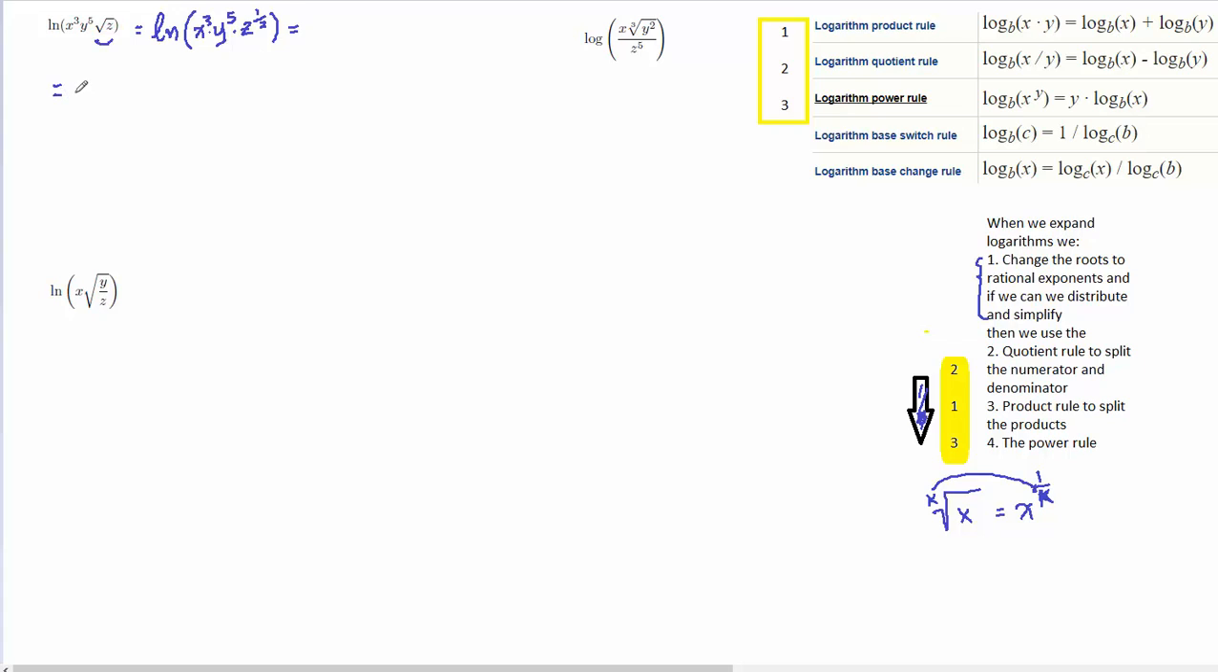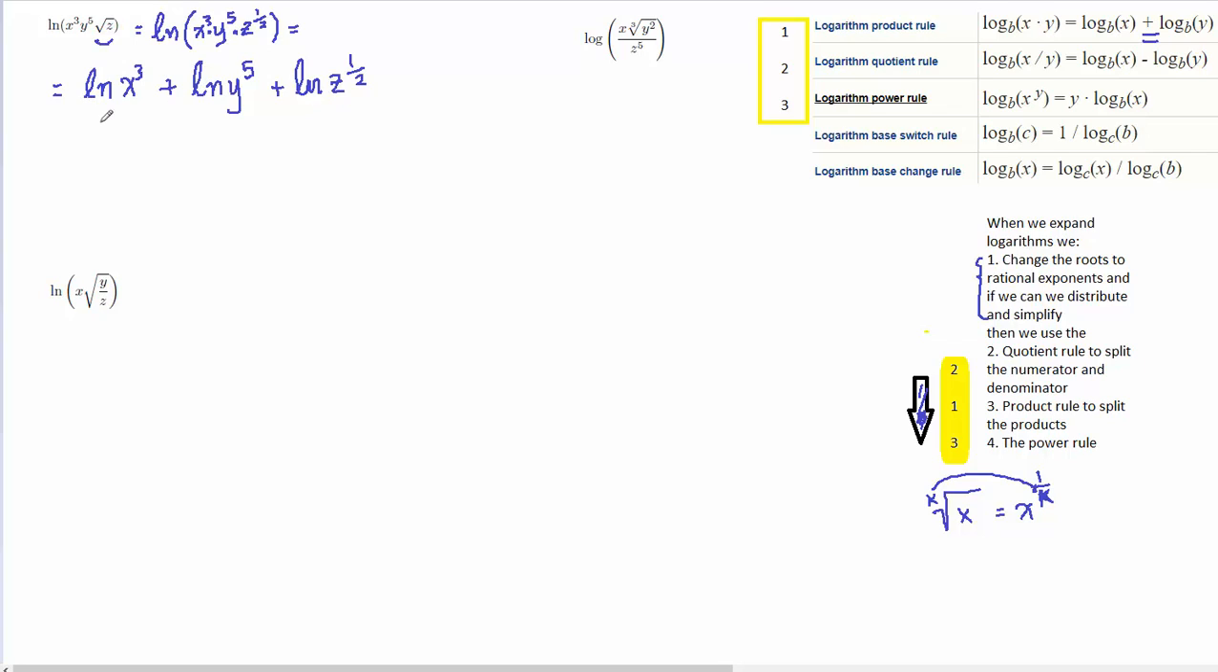So I go ahead and apply the product rule. As you can see, I have a total of 3 factors right here. So I'm going to split that into 3 logarithms: ln of x to the 3rd, plus, because the product rule gives a plus, ln of y to the 5th, plus ln of z to the 1/2. And I'm done with the product rule.